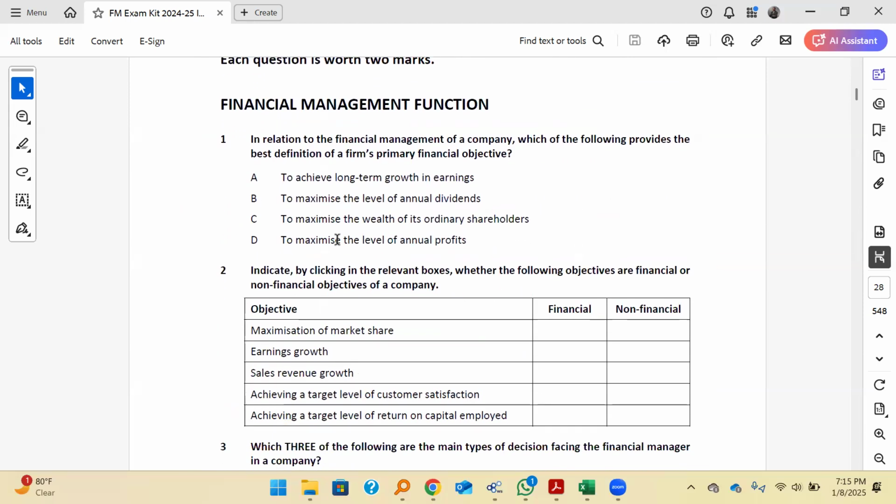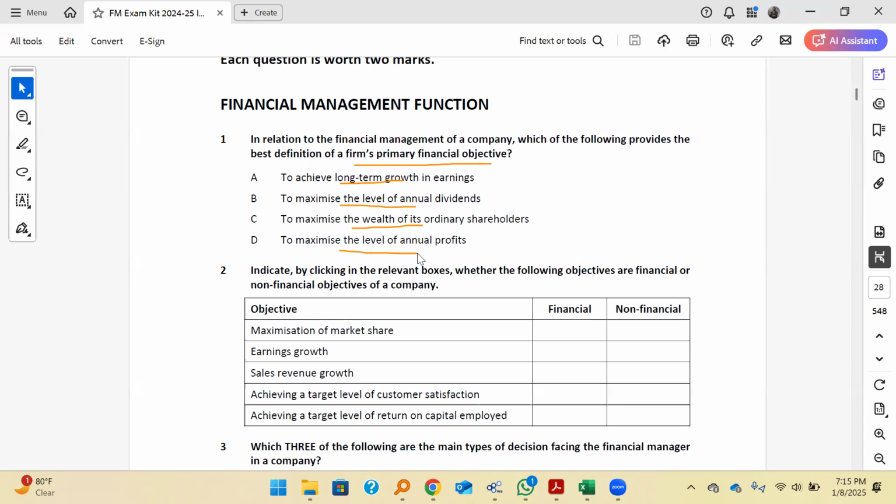Here, the first question asks: in relation to the financial management of a company, which of the following provides the best definition of a firm's primary financial objective? So basically, the primary financial objective of the company. The options are long-term growth in earnings, maximize the level of annual dividends, maximize the wealth of the ordinary shareholders, and maximize the level of annual profits.